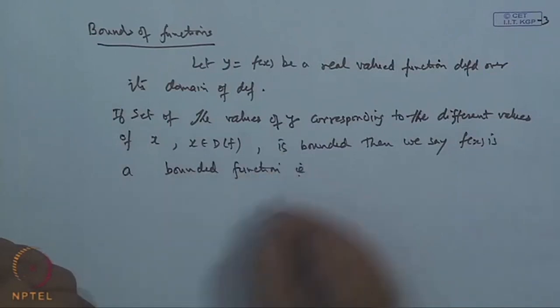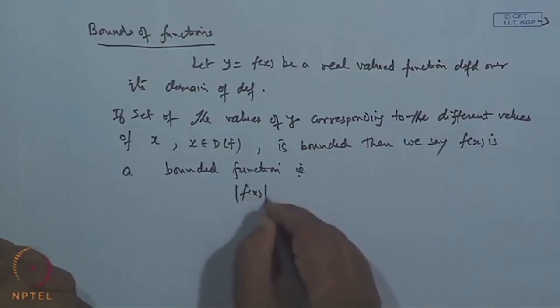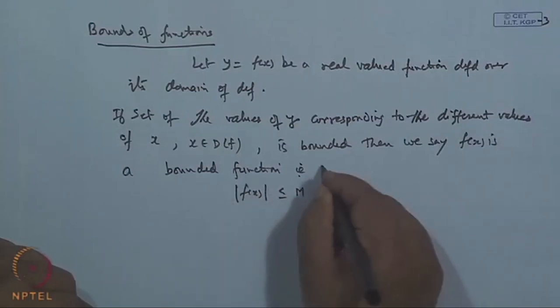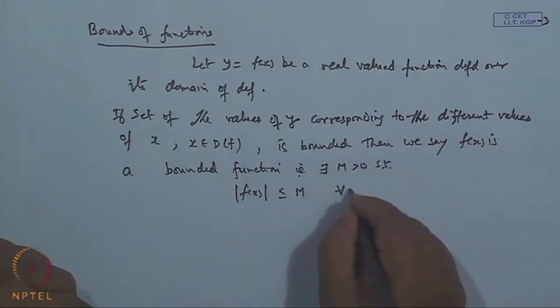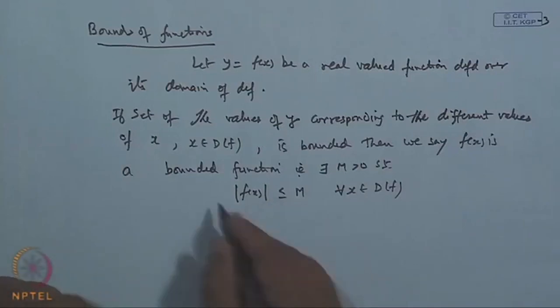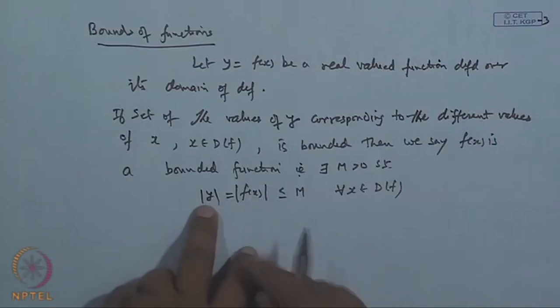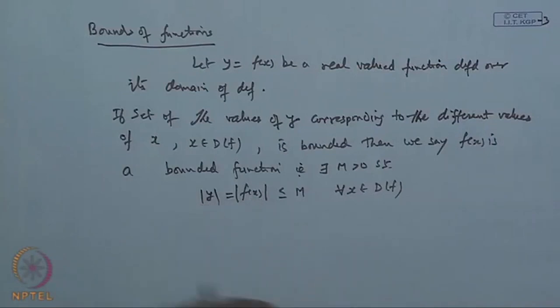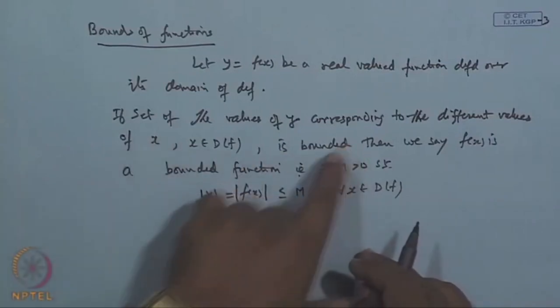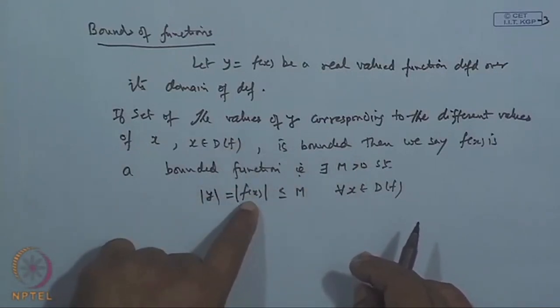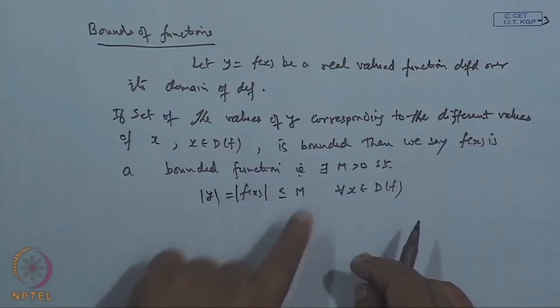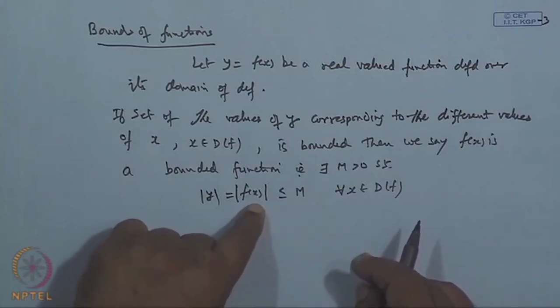It means that mod of f(x) is less than or equal to some constant, that is, there exists some M greater than 0 such that this is true for all x belonging to the domain of f. What is f(x)? f(x) is y basically, the value of f at the point x denoted by y. So if the set of all values of f(x) is a bounded set, then we say the function f is a bounded function.